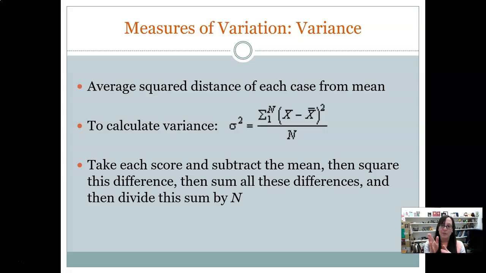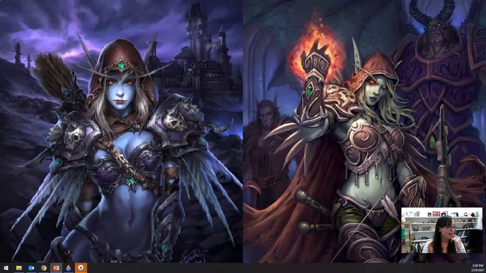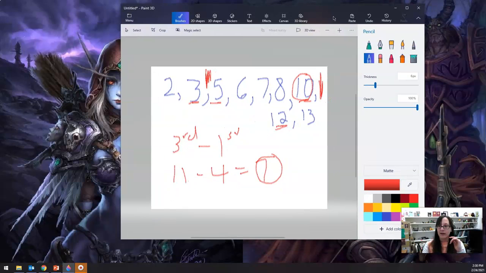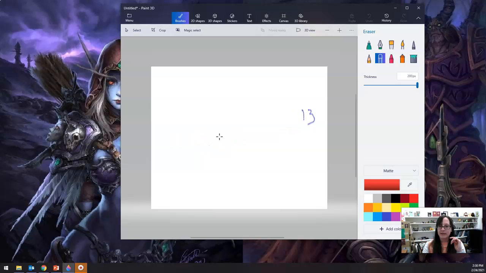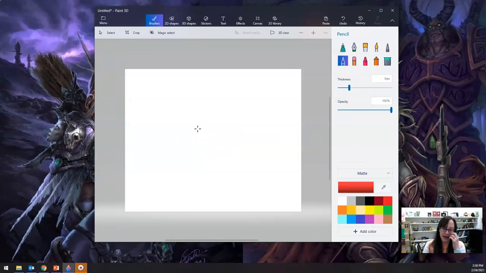And so we're taking each point. Let me bring up Paint again and get rid of all this. So essentially what we're doing is, maybe we'll do a number line here. Our mean is going to be right in the middle, and we have all these values here, and they're all a certain distance from the mean.